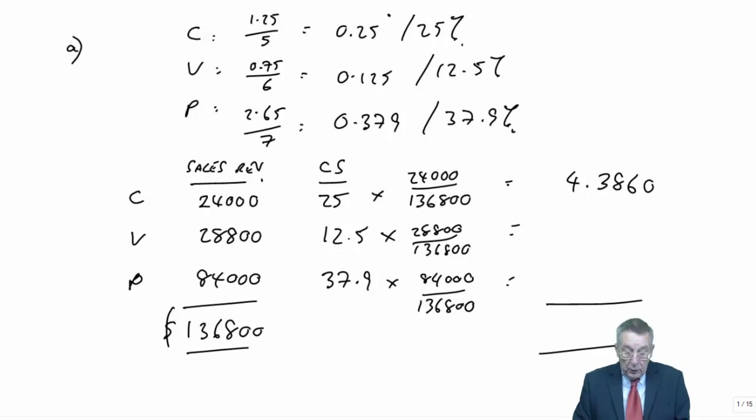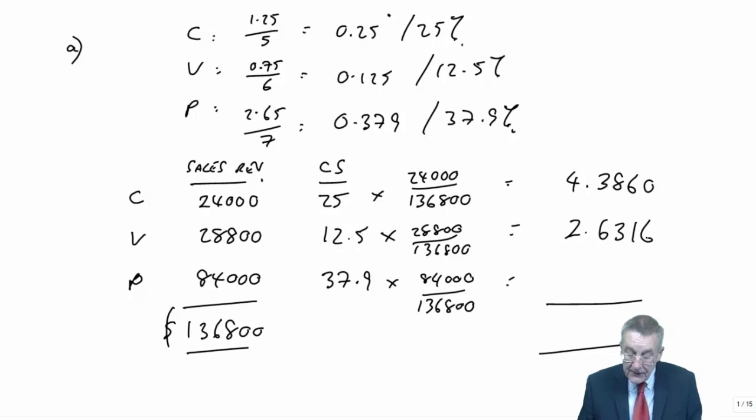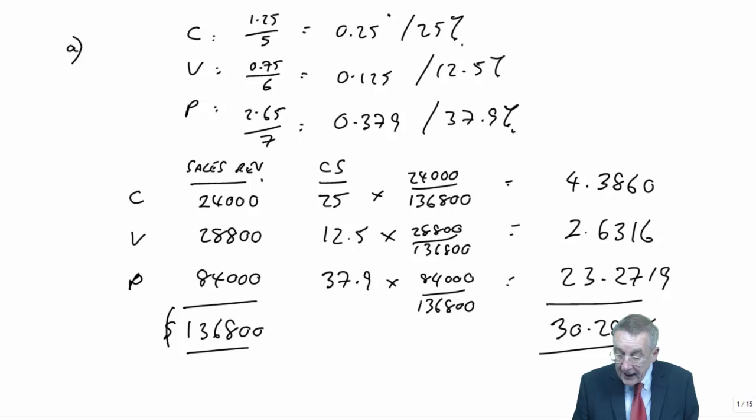For V, 12.5 times 28,800 out of 136,800 is 2.6316. And finally P, 37.9 times 84,000 over 136,800 is 23.2719. So the total, the weighted average, 4.3860 plus 2.6316 plus 23.2719. I get 30.2895%.